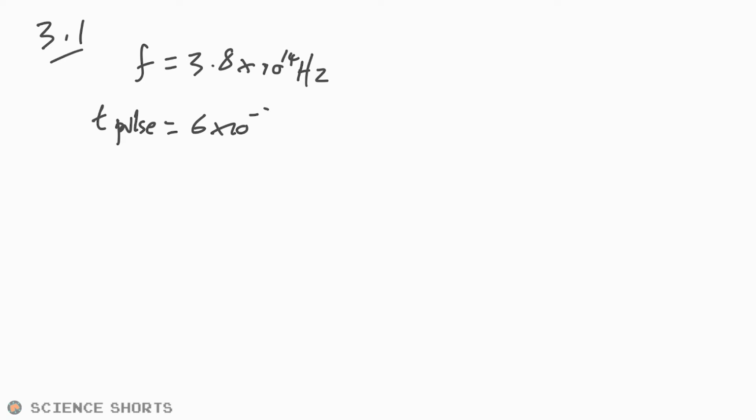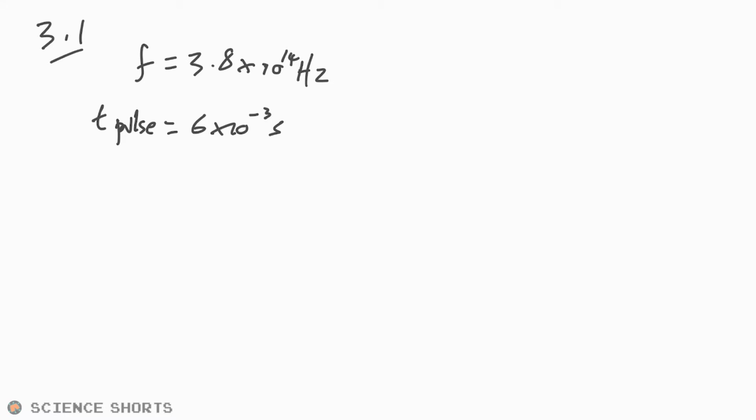3.1, oh, what is going on here? We have an ice sheet and surface of ocean. I think this is interference. Frequency is that. And we're told that the duration of each pulse, so time for each pulse, is 6 times 10 to the minus 3 seconds, 6 milliseconds. Calculate the number of cycles in each pulse.